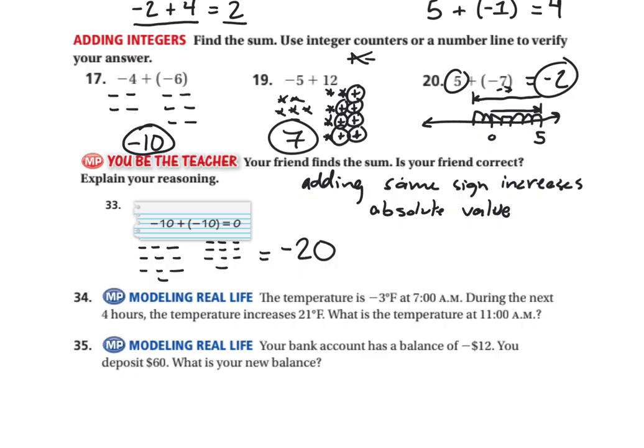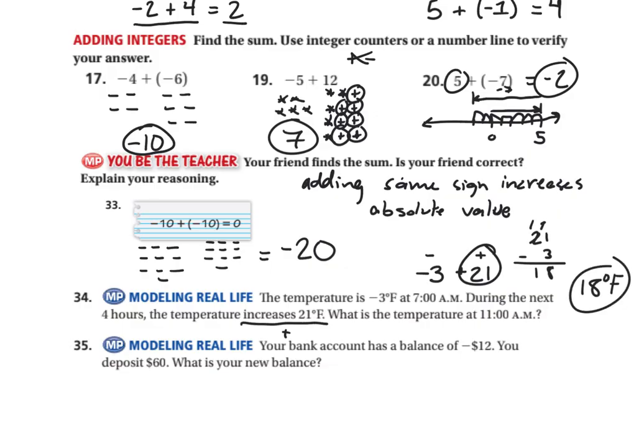All right, number 34, the temperature is negative 3 at 7 a.m. During the next 4 hours, the temperature increases 21 degrees. What is the temperature at 11 a.m.? So we start at negative 3, we add 21, that's what increases mean. I have a negative and a positive being added together, so I'm going to take the bigger absolute value and subtract the smaller. This becomes 8 and 1. I take the sign of the bigger absolute value, meaning my new degrees is positive 18 degrees Fahrenheit.